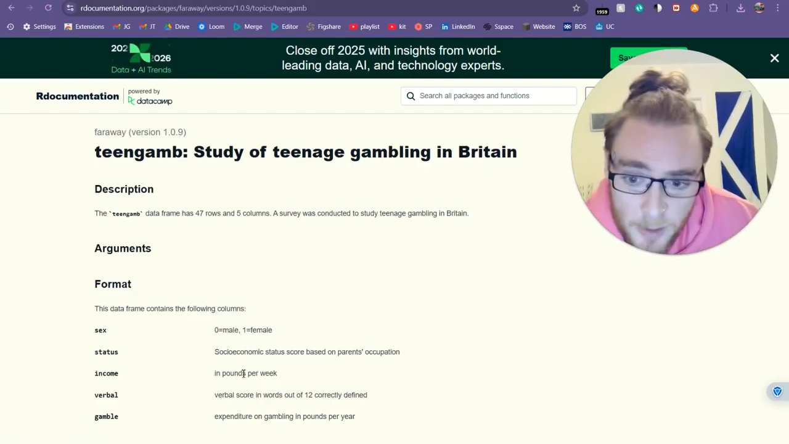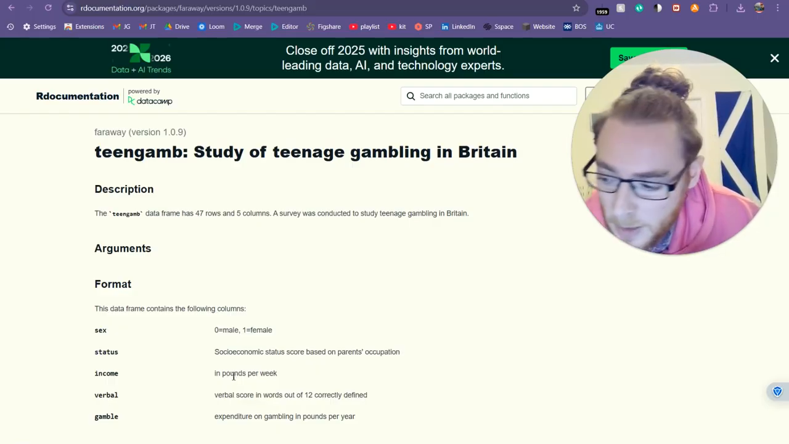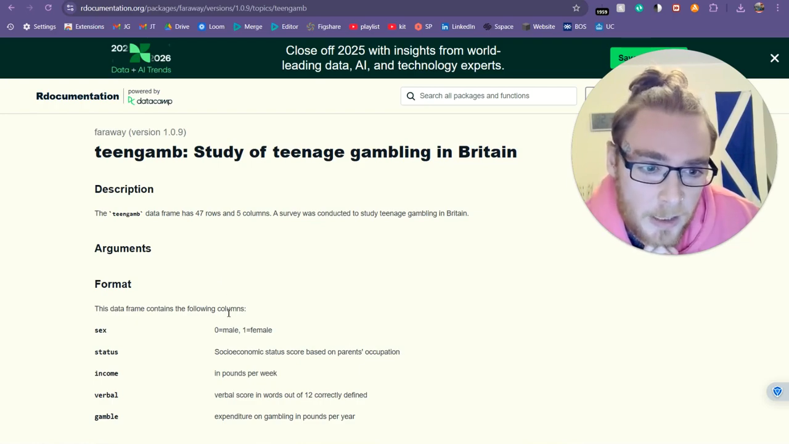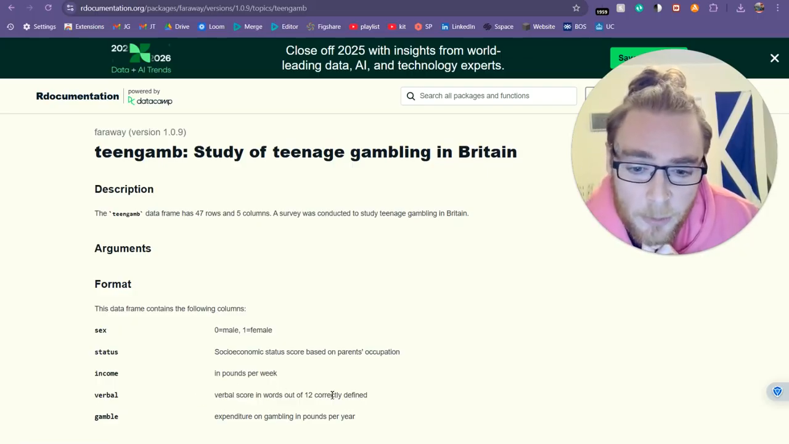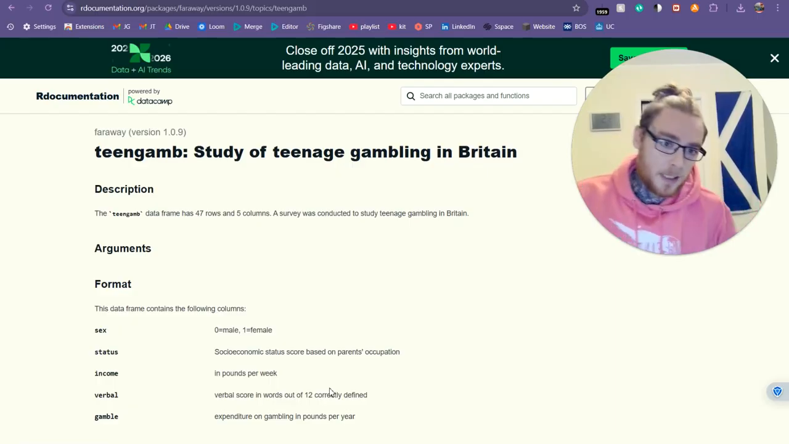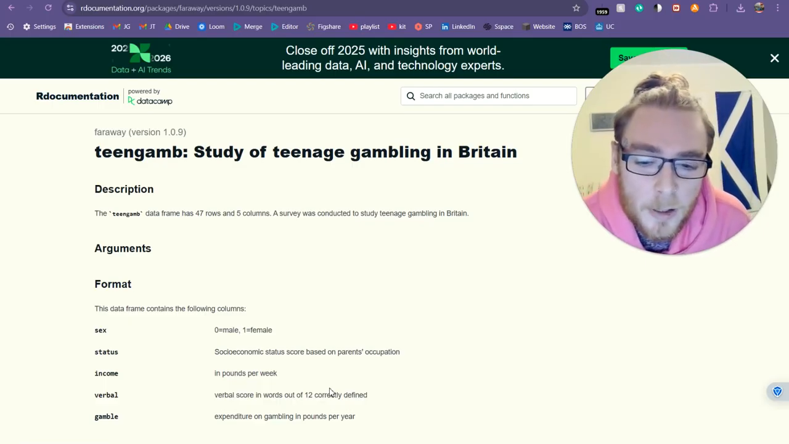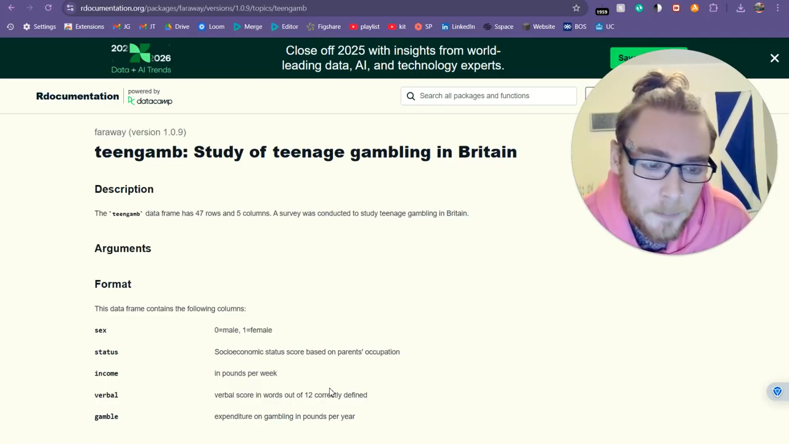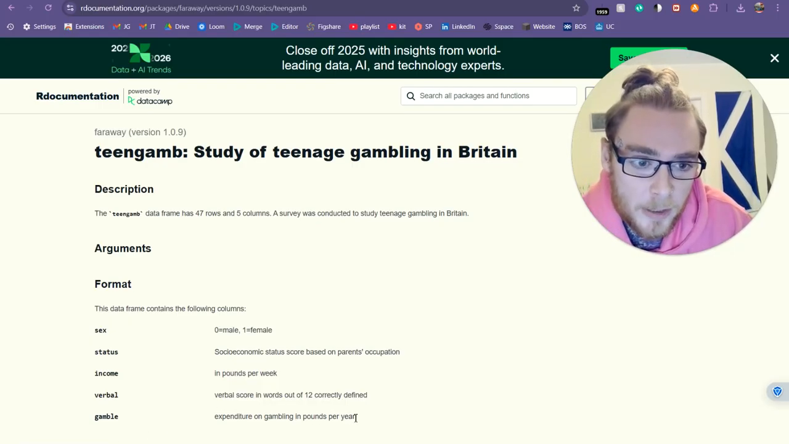Income, we found out now that this is income in pounds per week, so we have the units, and that's really important. And you know what, maybe I will make a copy of teengamb, call it teengamb2, and rename some of these columns with the new information that we gained here. Verbal, yep, verbal score in words out of 12 correctly defined. Obviously the developers of this data frame are using this as a measure of intellect, maybe education. And gamble is expenditure on gambling in pounds per year. That's really important.